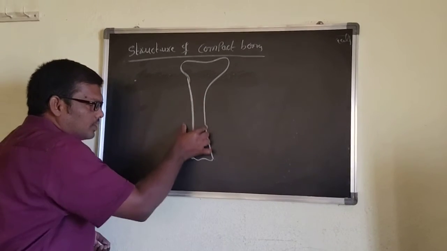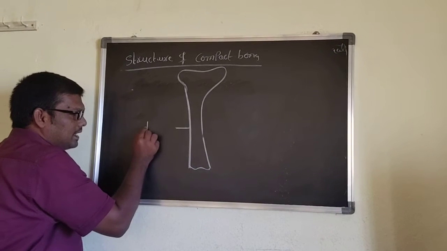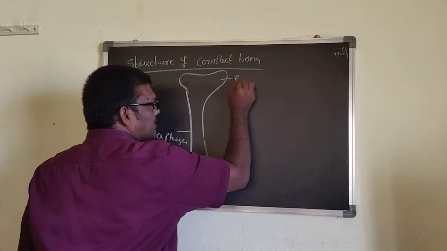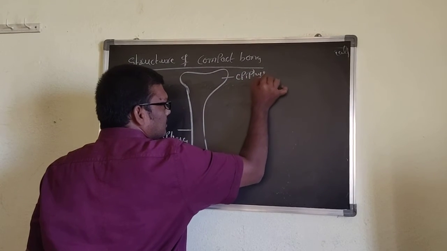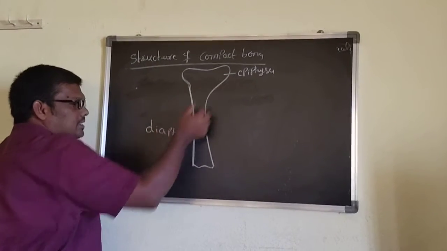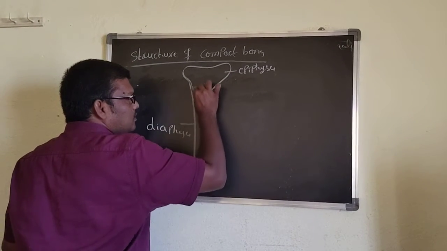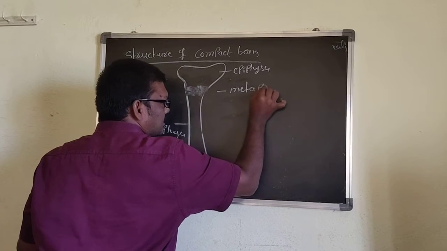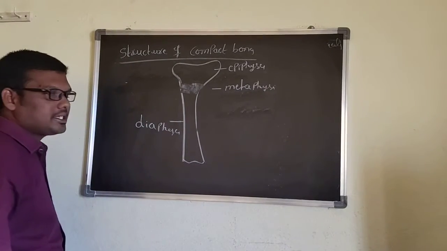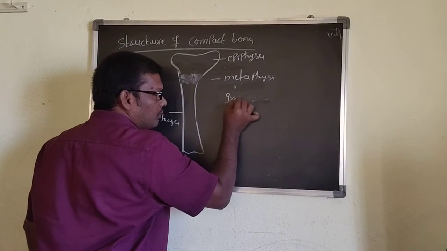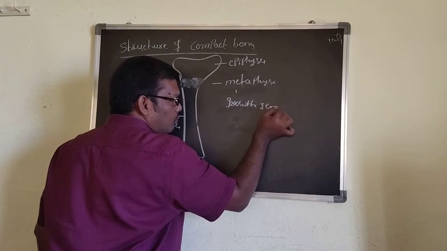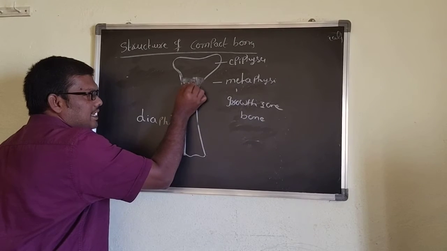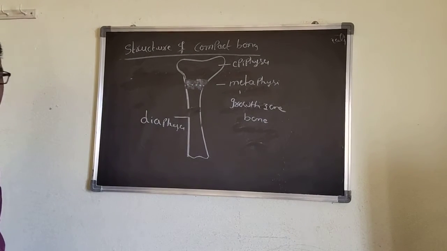This is a long shaft part that is called a diaphysis. This expandable part is called an epiphysis. Between epiphysis and diaphysis, this part is called a metaphysis. Metaphysis is the growth zone bone. They have epiphyseal plates.